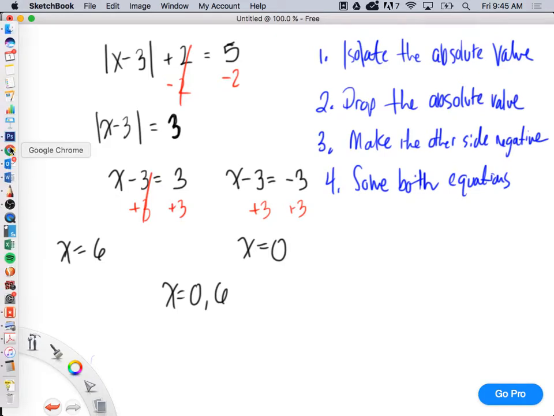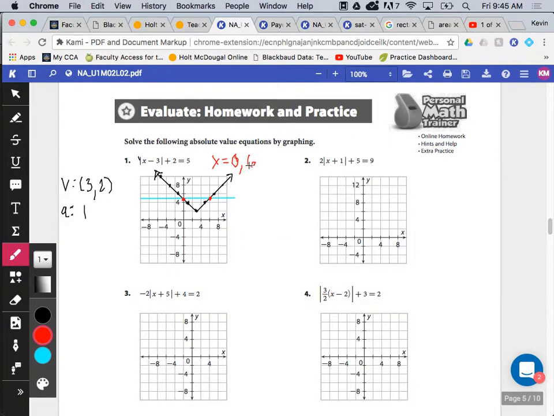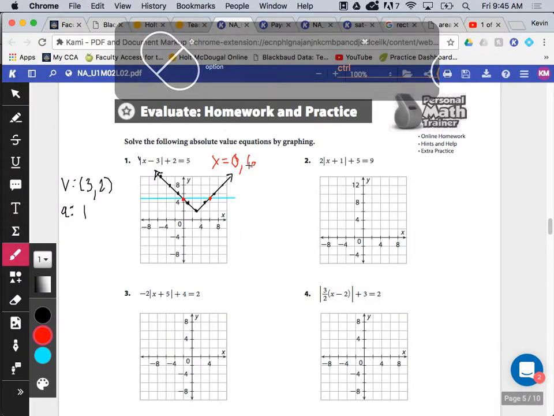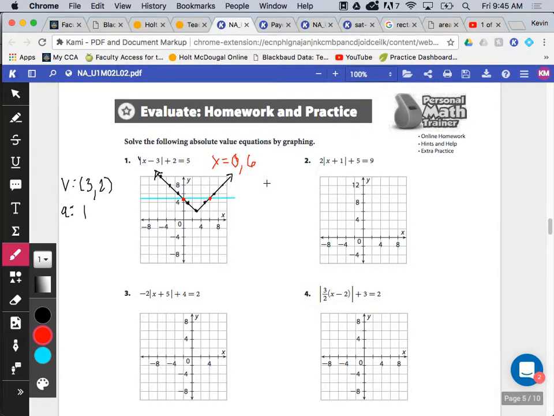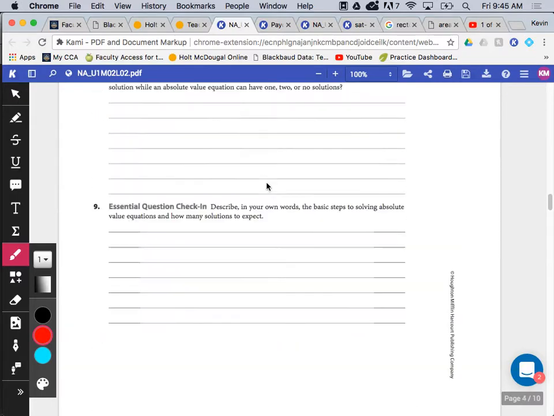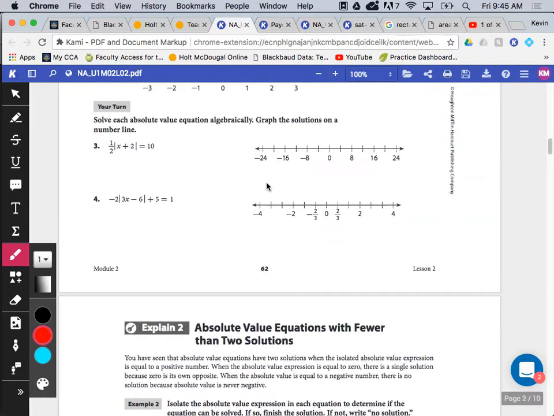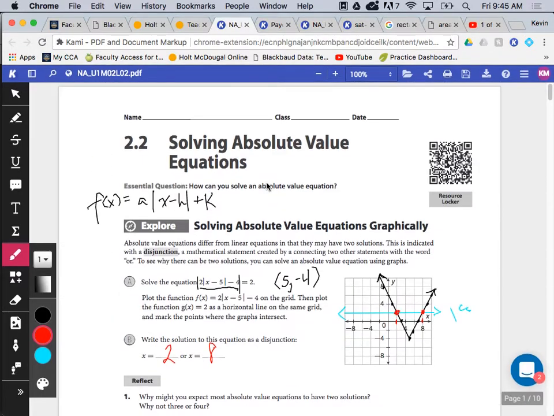Well, let's take a look. What did I get for graphically when I did it? It's not a mystery. It's 0 and 6. You see? You guys get that? Okay. All right. Now let's do the other one that we did first.